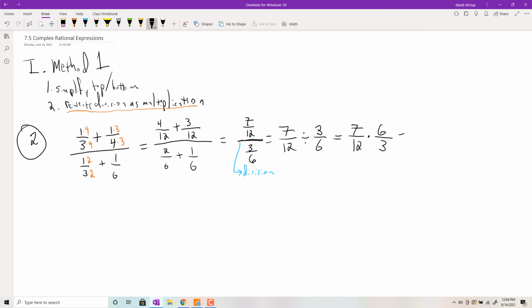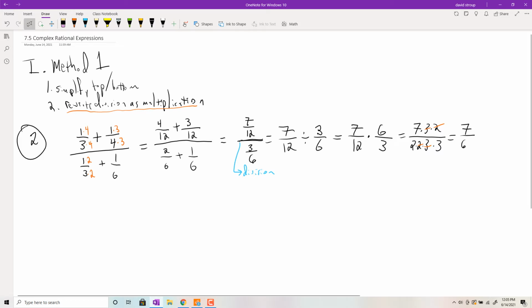Now hopefully we can do this using methods from arithmetic. I like to factor, so 6 is really 3 times 2. Downstairs, 12 is really 2 times 2 times 3, and then we have a 3 here. Then I can remove common factors. It looks like I got 7/6 for my final answer. That's the idea here.